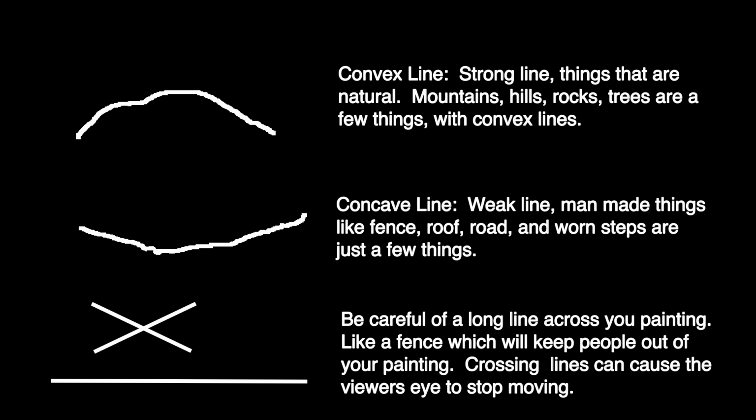Crossing lines. Use crossing lines to break up long straight lines. Crossing lines stop the movement of the eye. One of the most common ways to stop the viewer's eye in a landscape painting that has a long line is to add a tree. Adding a small tree to the painting can take a weak composition and make it a strong composition.